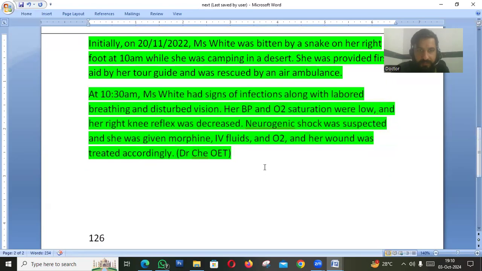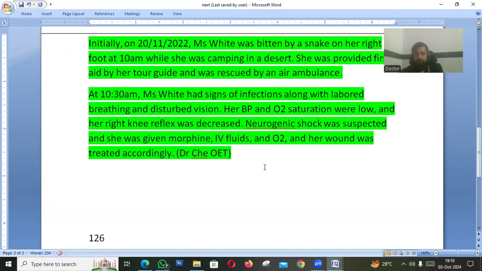So at 10:30 a.m., Miss White had signs of infection along with labored breathing and disturbed vision. Her BP and O2 saturation were low, and her right knee reflex was decreased. Neurogenic shock was suspected, and she was given morphine, IV fluid, and O2, and her wound was treated accordingly.